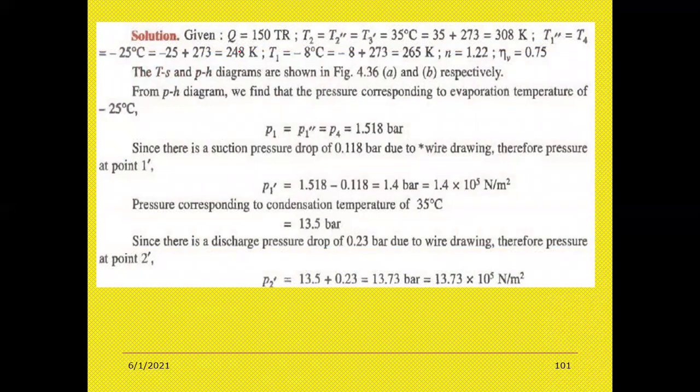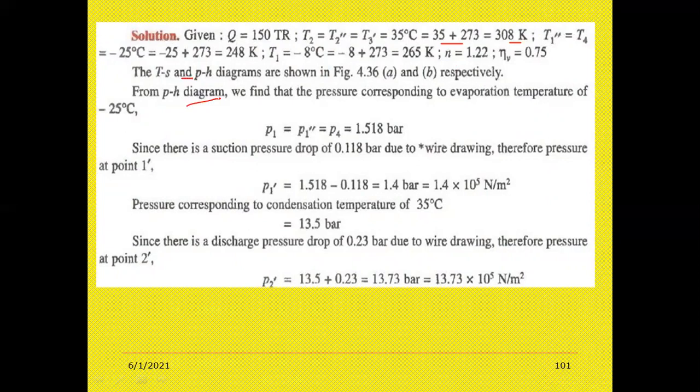Q is equal to 150 tons. T2 is equal to T1 is equal to T3 is equal to 35 degrees, that is 35 plus 273, that is equal to 308 K. Right? Now draw the pH diagram and TS diagram respectively.